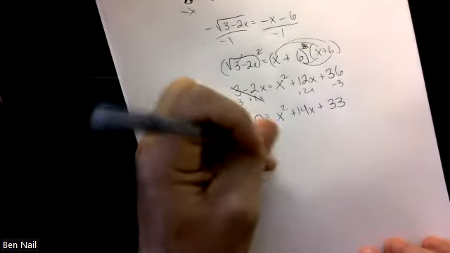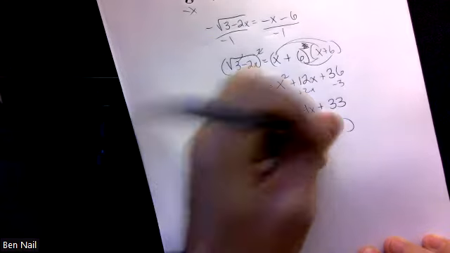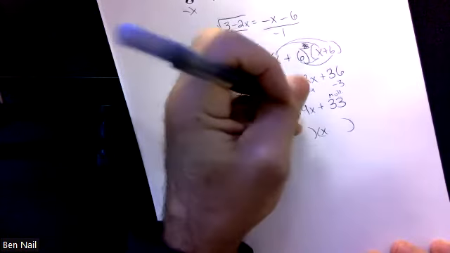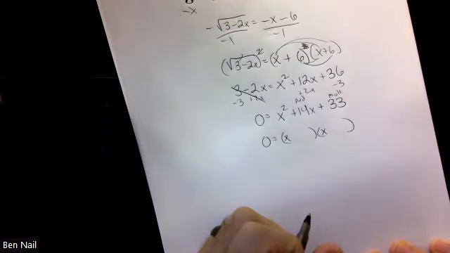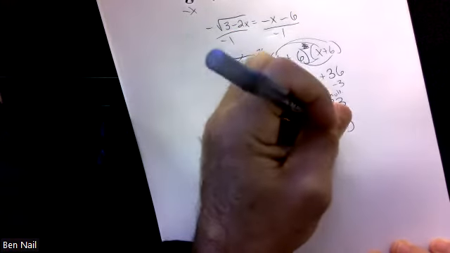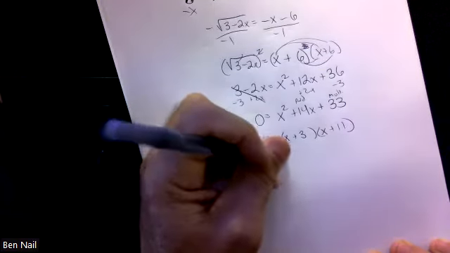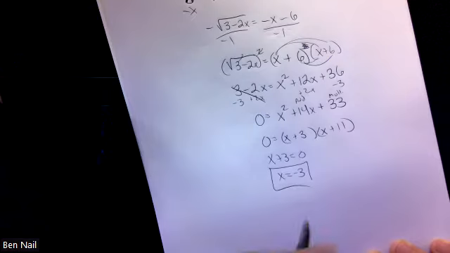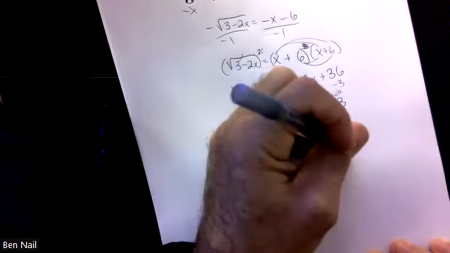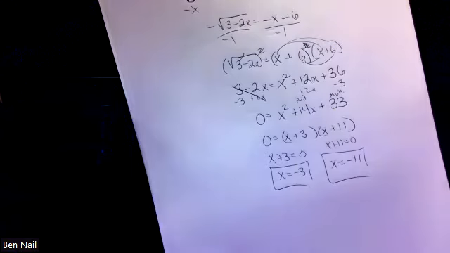I'm going to factor. So x squared is x times x. And then I'm specifically looking for two numbers that multiply to get 33 that are also going to add to get 14. That would be 3 and 11. So then if I set my factors equal to 0, x could equal -3. And x could equal -11.